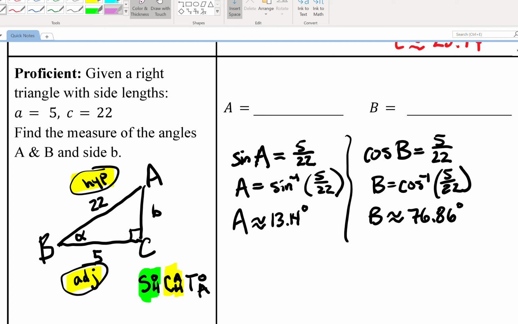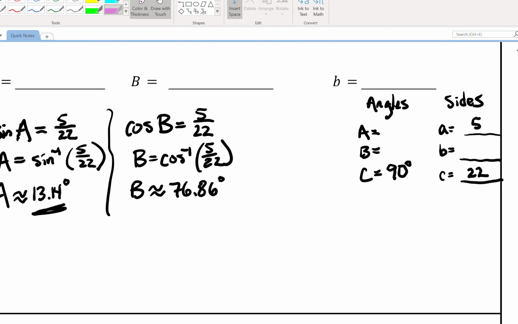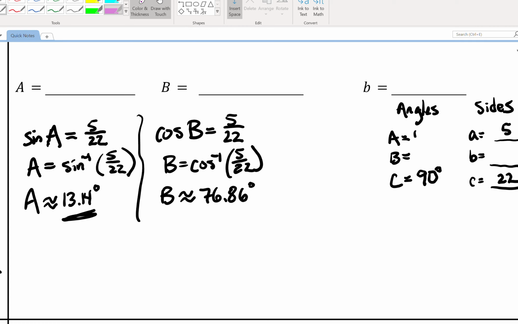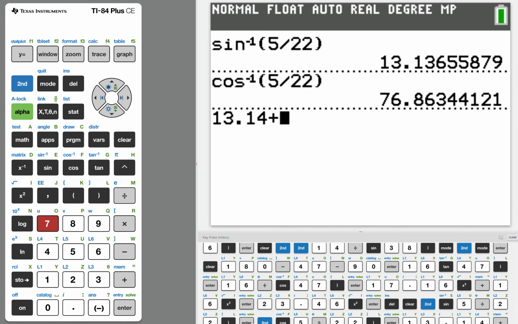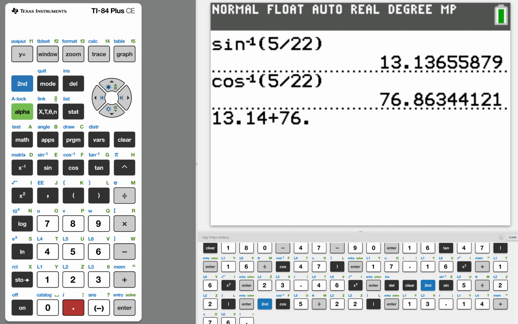So, the other way I could have done this, as soon as I found that this is 13.14, I know that C is 90 degrees. A was 13.14 degrees. But because I found them both with trig ratios, I could just double check this. Is 13.14 plus 76.86 plus the 90, what does that give us?